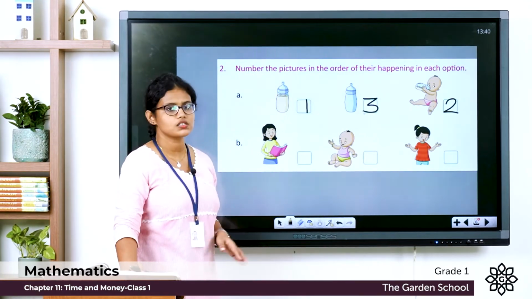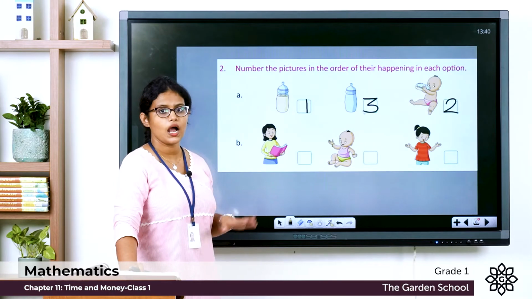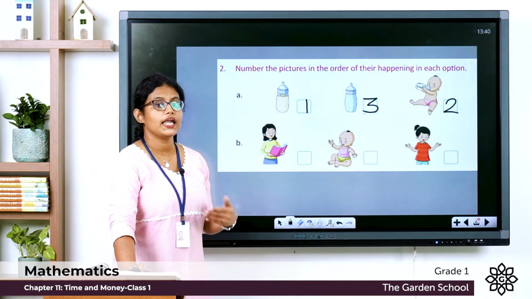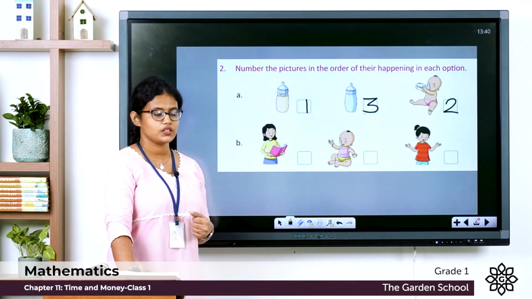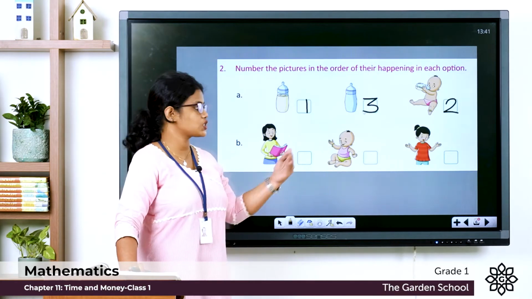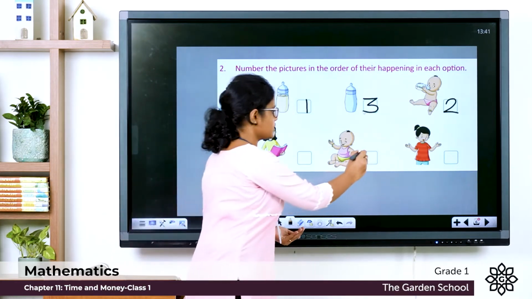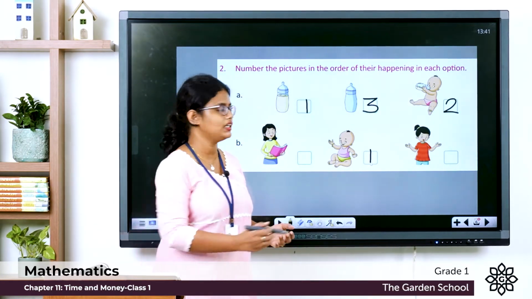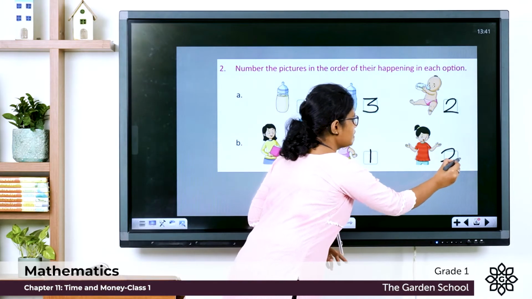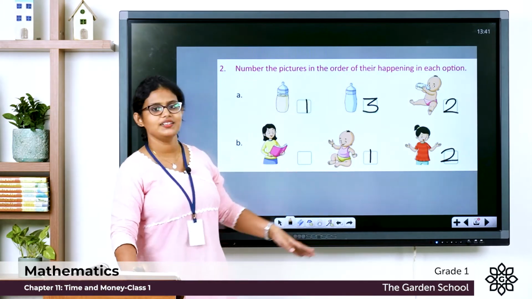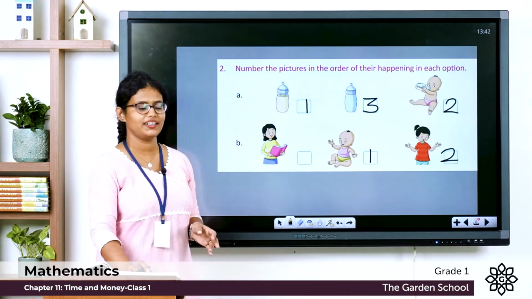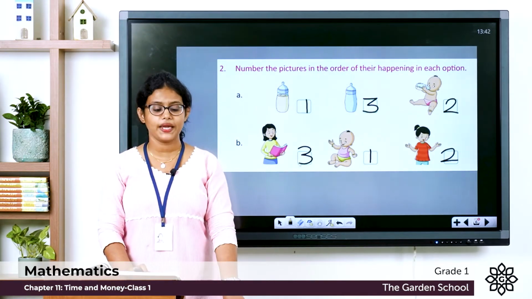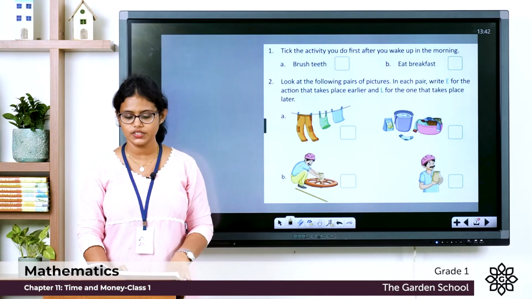So likewise, we need to do the next one, B. So here you need to number them in the order of their happening. See the second one? First you can see the kid. So the first one. Then this kid grows into a girl. The second one. Then the girl grows into a woman. That is number 3. Now we can take page number 157.